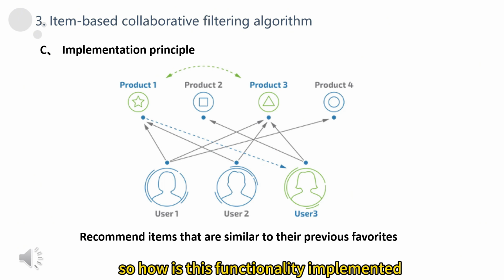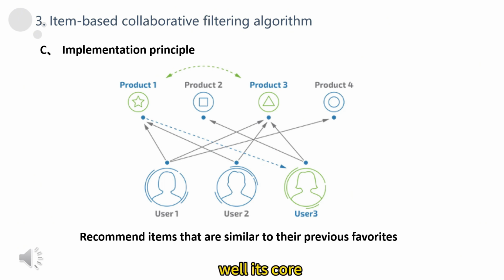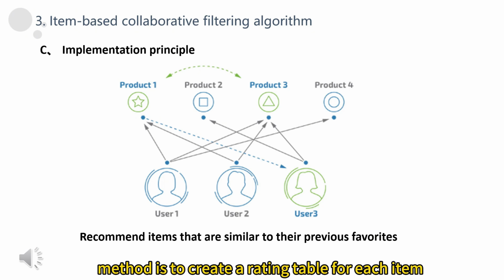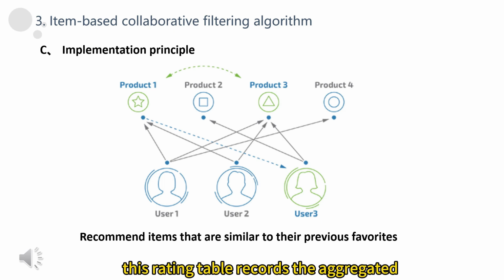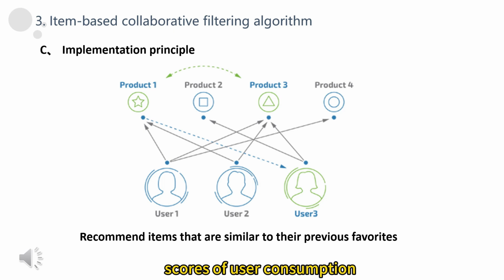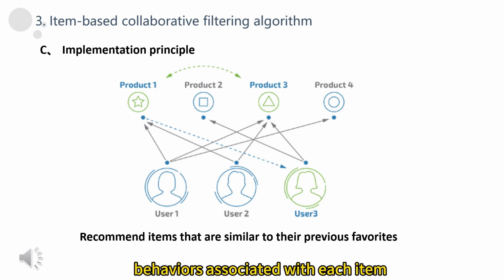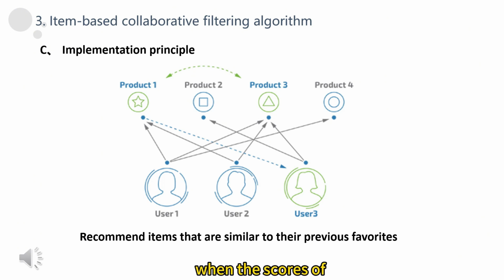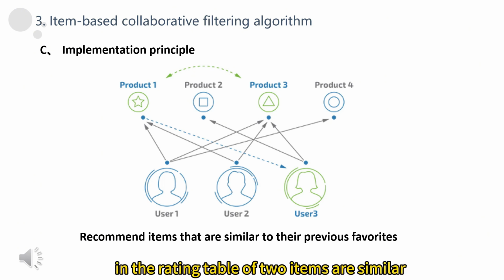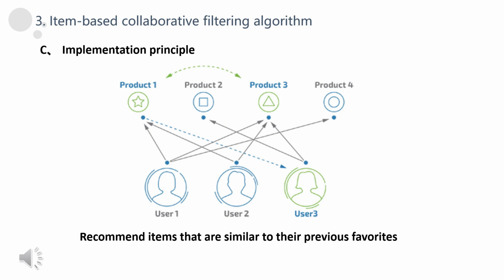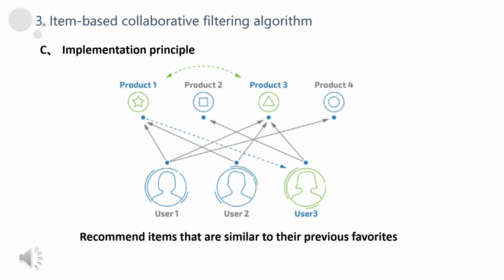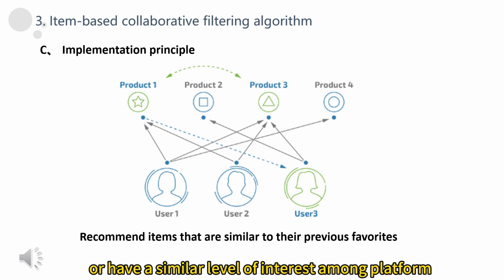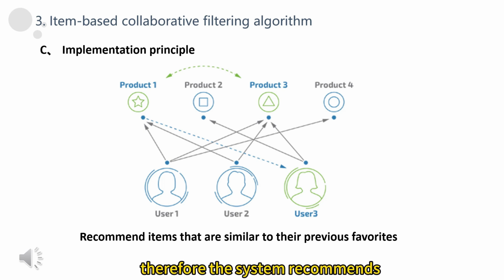So, how is this functionality implemented? Well, its core method is to create a rating table for each item on the platform. This rating table records the aggregated scores of user consumption behaviors associated with each item. When the scores of different dimensions in the rating table of two items are similar, it indicates that these two items are more likely to be purchased together or have a similar level of interest among platform users. Therefore, the system recommends those items to the users.